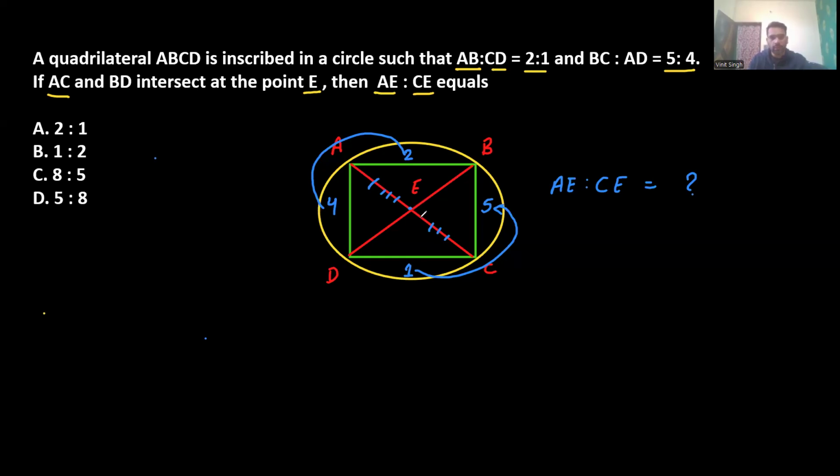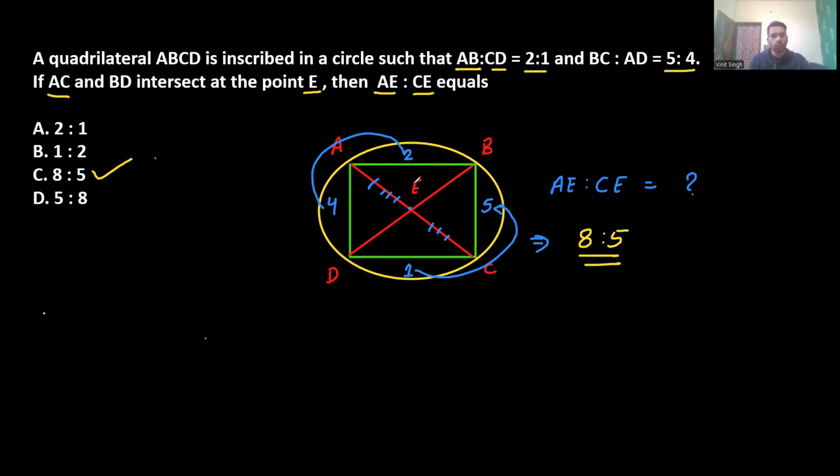When we have to find AE upon EC, then the product of the sides AD and AB in ratio is equal to the product of the sides BC and DC. So here we will get the answer: 4 into 2 is 8, ratio 5 into 1 is 5. So the ratio of AE to CE is equal to 8 ratio 5. This is the simplest form you have to remember, a property of the cyclic quadrilateral. You can directly apply this property and you will get your answer.